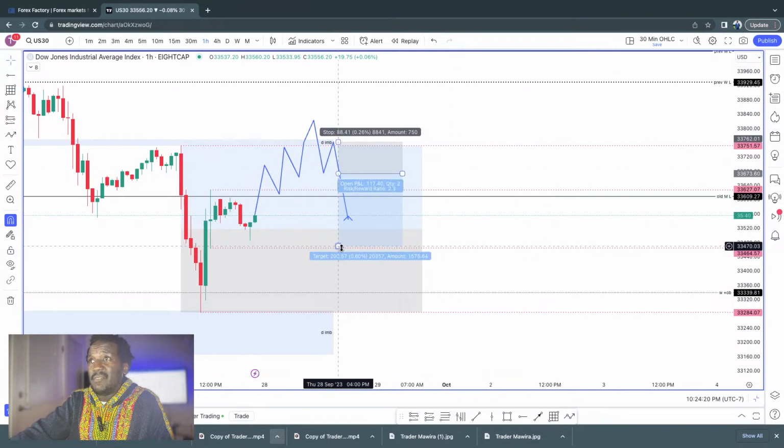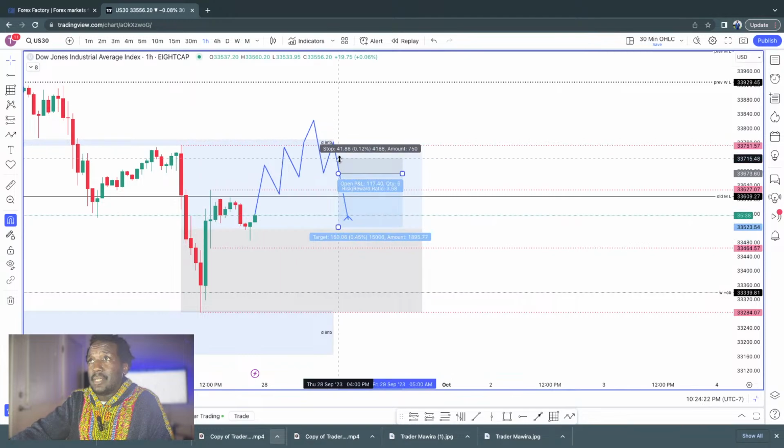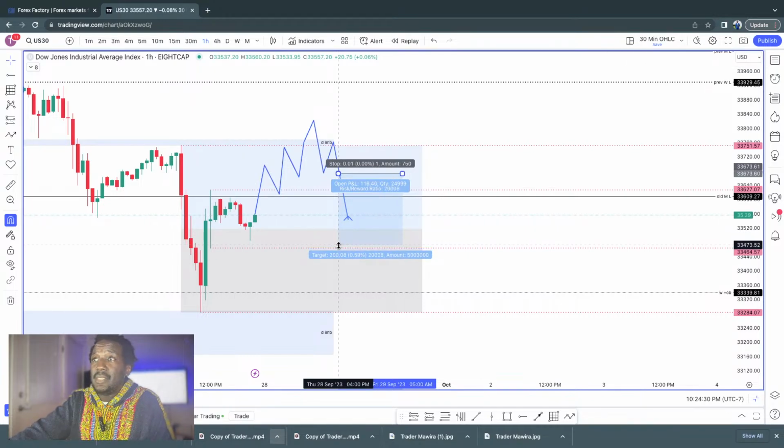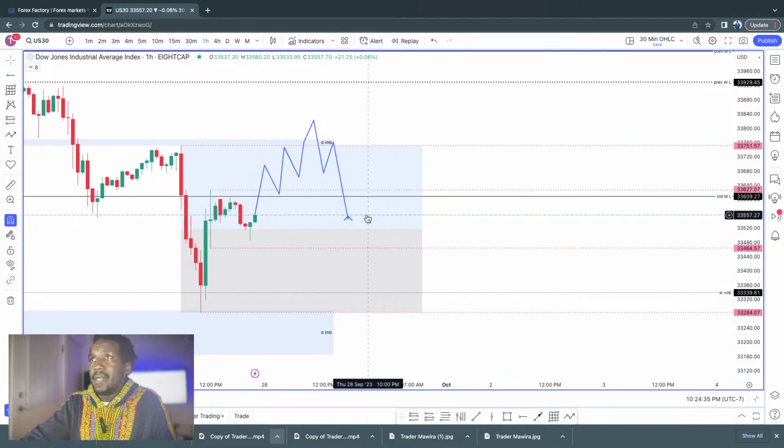What I do is whenever I hit a 1:1, my stop loss goes by half. If I hit 1.5, I break even. And then when I'm just about to take my TP, maybe I put my stop loss on the inside, or I just wait for my 1:2 to get hit.